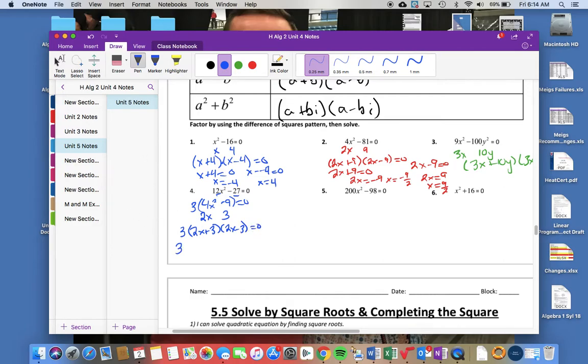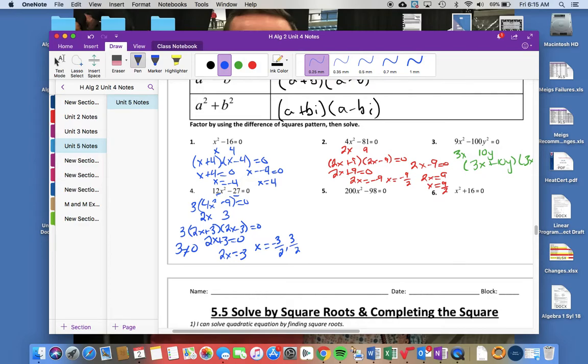Now I can start to solve. So set 3 equals 0, which isn't going to happen. Take 2x plus 3, set that equal to 0. So 2x equals negative 3. X equals negative 3 over 2. And remember, your second solution is just going to be an opposite. So positive 3 over 2 there.